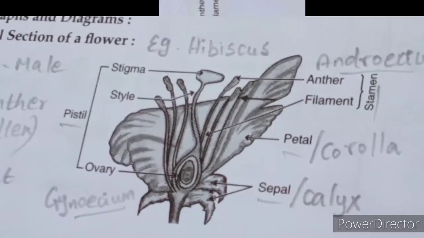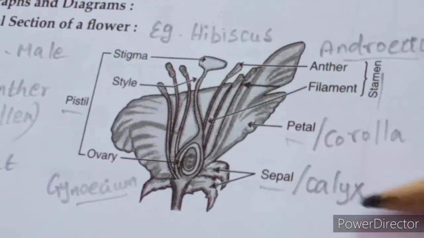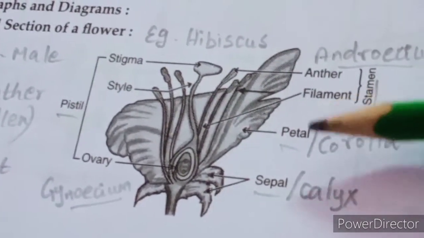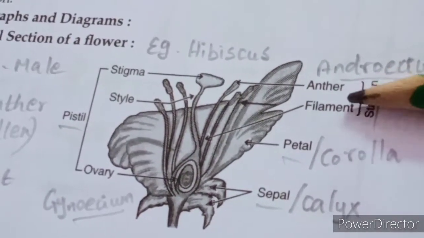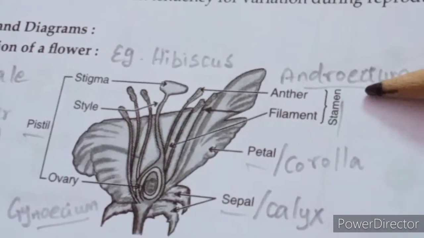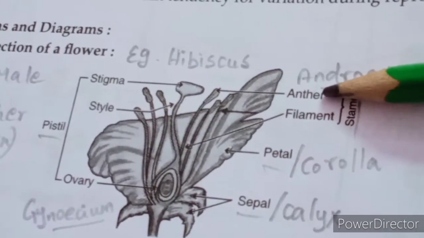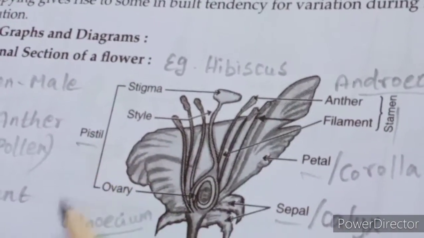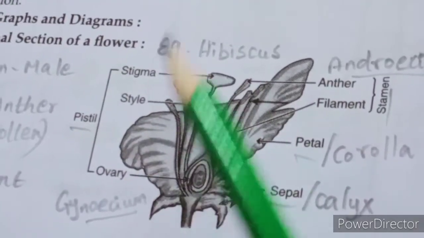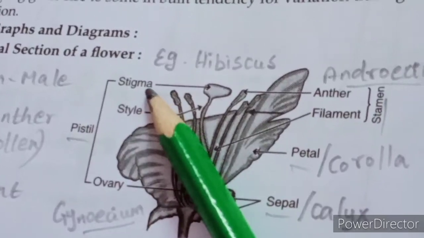Coming to the parts of a flower. The outer whorl is called sepals, otherwise called calyx, and the second whorl is called the petal or corolla. The third is called the androecium, or the male part of a flower, otherwise called stamen, consisting of two portions called anther and filament. The female part of a flower is known as pistil, otherwise called gynoecium, and it consists of three parts: stigma, style and ovary.